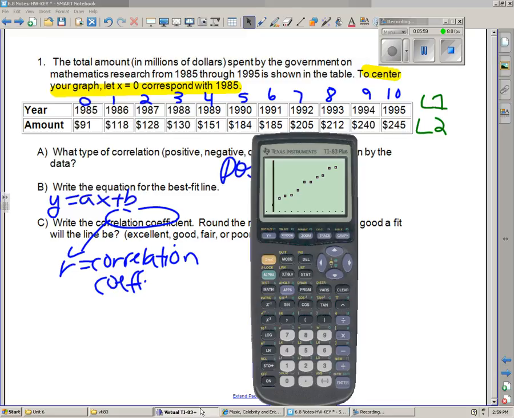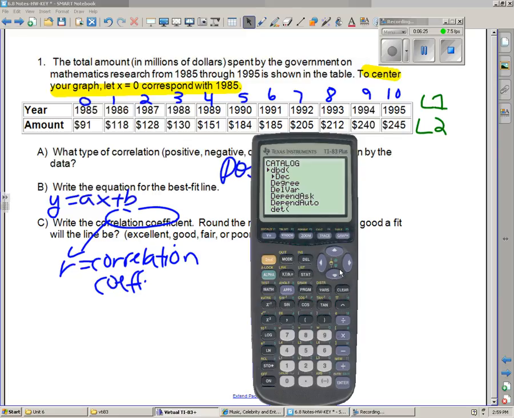For diagnostics, what you need to do is go to the catalog, and the catalog is above 0, so second 0. Catalog, it goes in alphabetical order. If you want to jump down to D for diagnostics pretty quickly, if you look above the x^-1 button, you see the green letter D. So it's going to be the alpha D, and there we go.